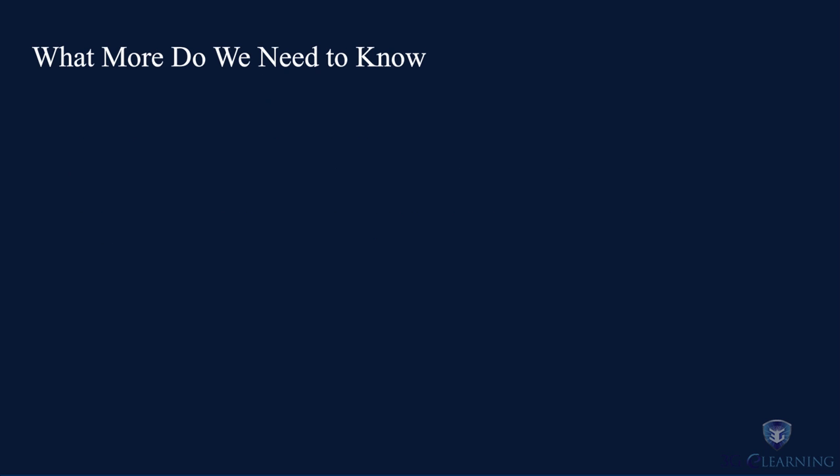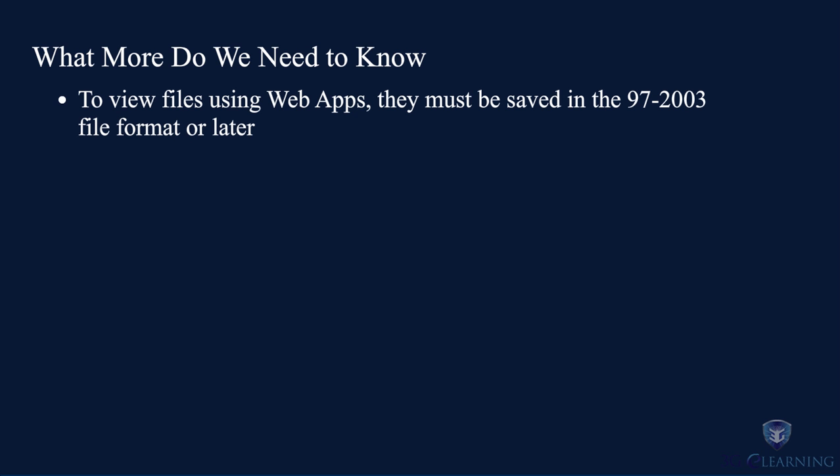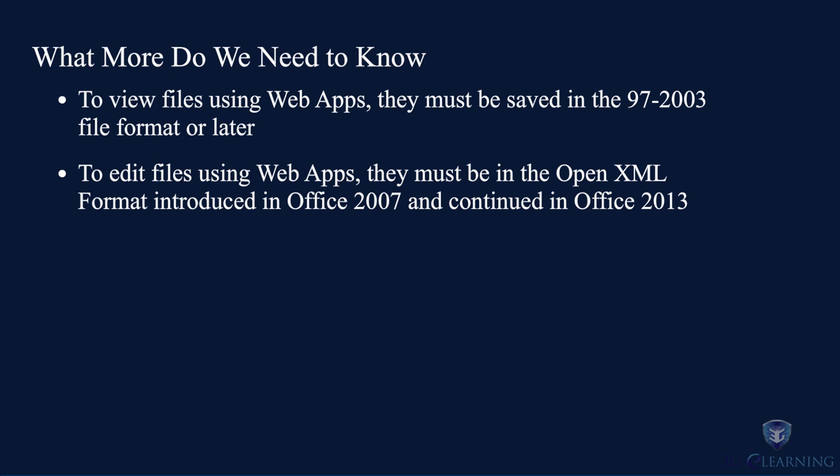So what more could you possibly need to know? Well, a couple of things that I want to point out specifically so I can make sure that you hear what I'm saying and read what I'm saying. To view files using web apps, they must be saved in the 97 to 2003 format or later. Now that's not going to be a problem for a vast majority of people. 97 to 2003 or 2007 or Office. All of those applications are going to be supported, and that's great for viewing files. However, if you want to edit the files using a web app, they must be in the Open XML format.